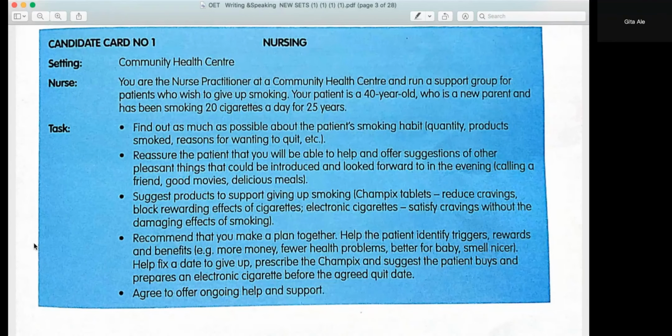Hi, it's me, Geeta. I am a community health nurse. First of all, congratulations for your newborn baby. May I know your name, please? My name is Mary. Hi, Miss Mary. Is it true that you want to give up smoking? Yes, that's why I'm here. I'm here to check more about the support group.